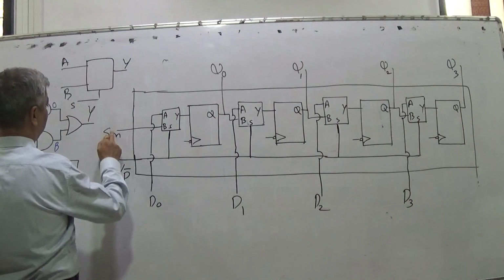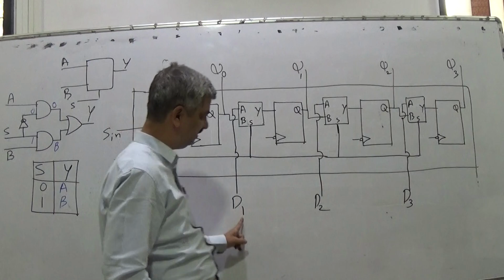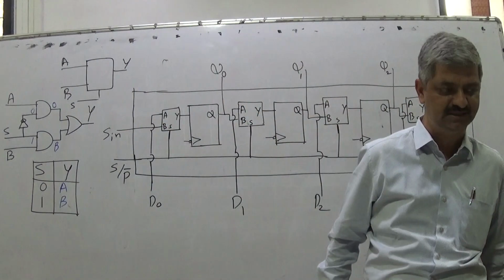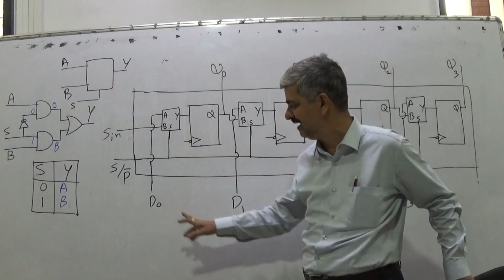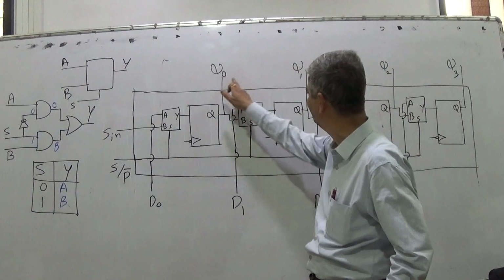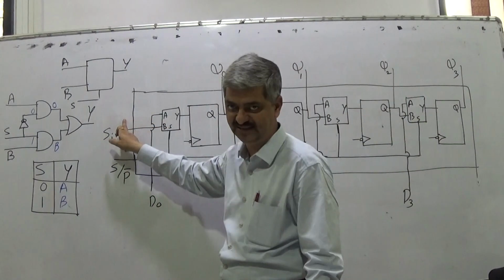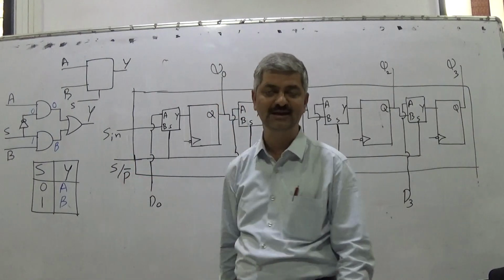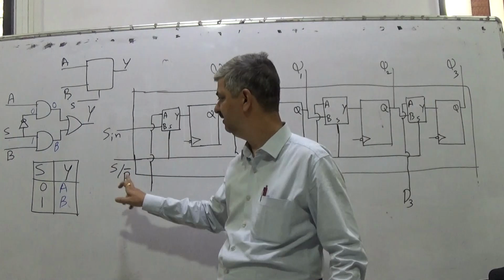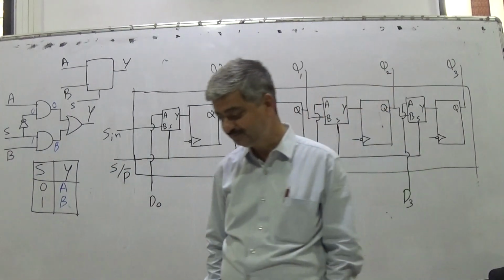So what is this shift register having? It's a 4-bit shift register. It is having 4 parallel inputs: D0, D1, D2, D3. It is having 4 outputs: Q0, Q1, Q2, Q3. It is having one serial input, Sin, and it is having a mode called S/P bar.